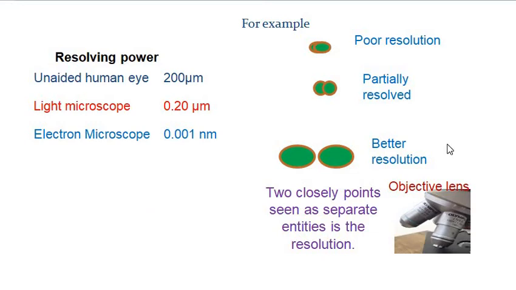So the objective lens has two qualities. One is the magnification and second is the better resolution. In addition, the objective lens also creates brightness or contrast of the specimen image. So we can see a brighter image of a specimen with clear resolution.